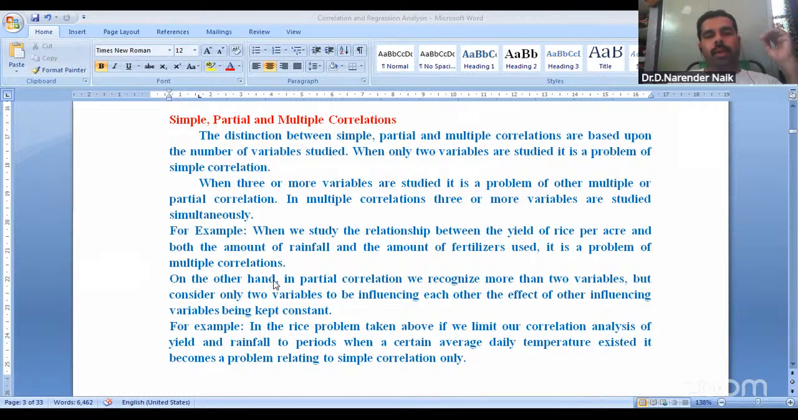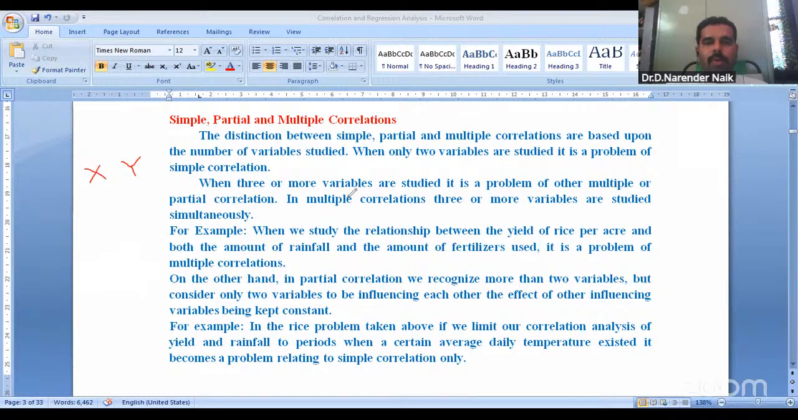So here we see the distinction between simple, partial, and multiple correlation is based upon the number of variables studied. When only two variables are studied, it is a problem of simple correlation. For example, X and Y. Only two variables are there, so we study these two variables. This type of problem is called simple correlation.